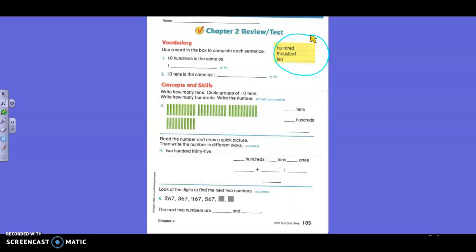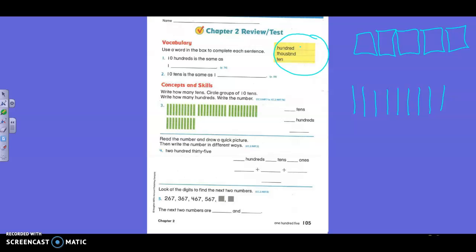Number 1 says 10 hundredths is the same as 100, 1,000, or 110. Okay? This is saying 10 hundredths. So these are hundreds, right? They're saying 10 of these. How much would that be? On number 2, they're saying 10 tens. How much would that be? No, we're not answering it. Okay? That's going to be on your own.